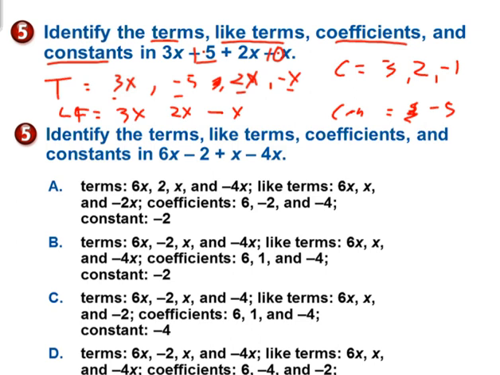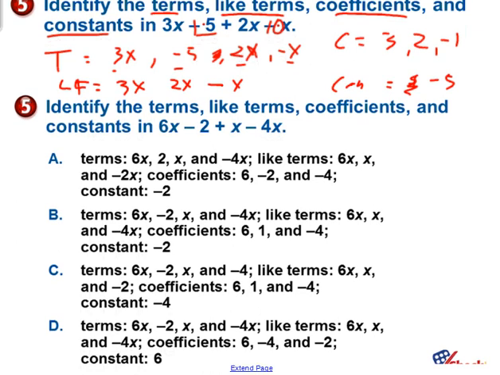All right, so let's do the same thing down here at this example. Let's look at terms. I've got 6x. I've got plus a negative 2. I've got plus x, and I've got plus a negative 4x. Those are my terms. So if I look down here, I've got x. No, it doesn't work for this one. Here I've got 6x, negative 2. That looks like it works. X works, and negative 4. So far, that one checks out as a possibility.